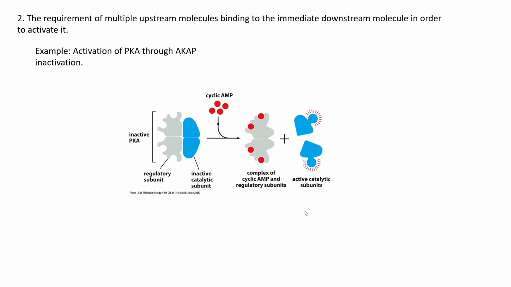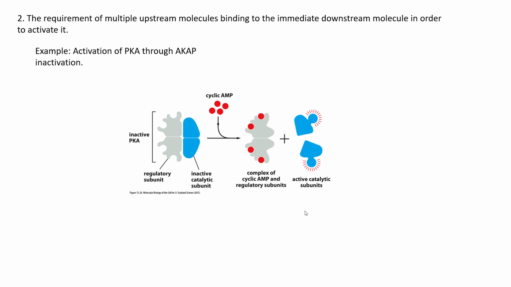Now we have to remember, we have a picture of a single molecule here, but within the cell there are many copies of this molecule, so many binding sites, and there is no rule that once one cyclic AMP binds to one of the binding sites on a single molecule, the other 3 must be occupied. It is completely random and probabilistic.